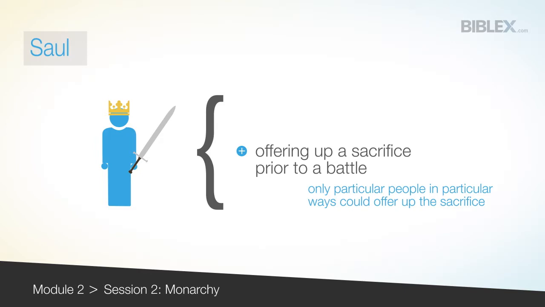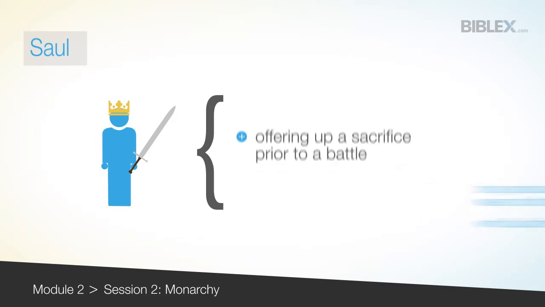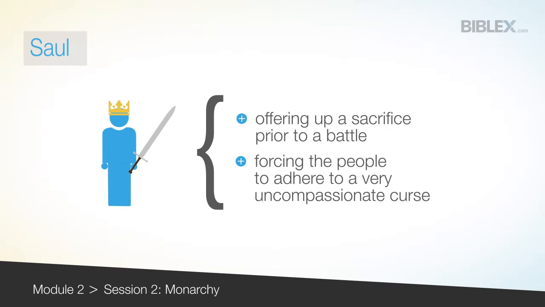The second and more important problem is about why Saul offered up the sacrifice. Do you see that he was not motivated out of a desire to worship God, but as a way of rallying the people? He was using the worship of God for very selfish motives. Second, Saul sins in forcing the people to adhere to a very uncompassionate curse. In 1 Samuel chapter 14, Saul is so angry in the midst of battle that he commands his people not to eat anything for the rest of the day, or face death. Not only is this a harsh command, but when his son, Jonathan, not knowing the command of his father, ate that day, Saul sought to kill him nonetheless.